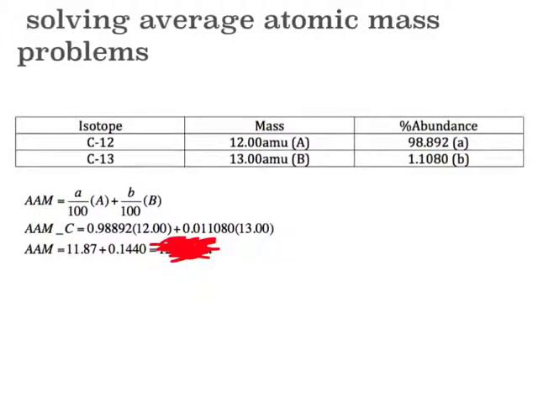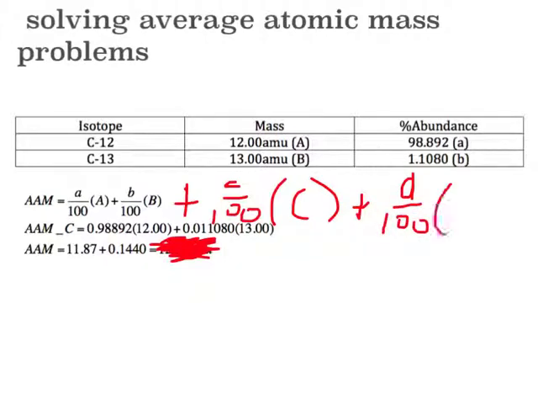If there were 3 isotopes, then I would continue my equation, and it would look something like this, plus little c over 100 times c. And if there was a fourth one, then I'd have little d over 100 times d, and so on and so forth. You likely won't have very many more than 3 or 4 in any one given question, sometimes just 2, like in this question.